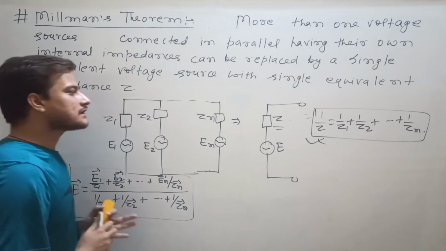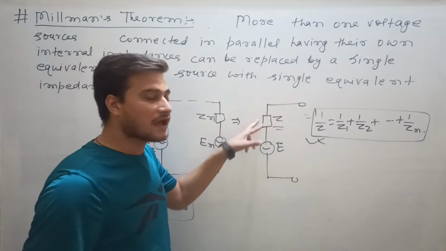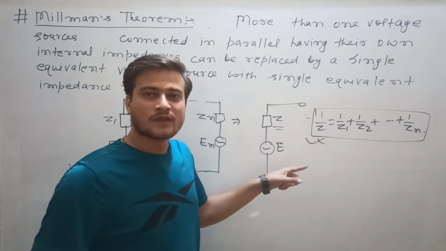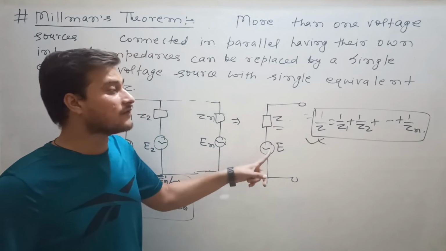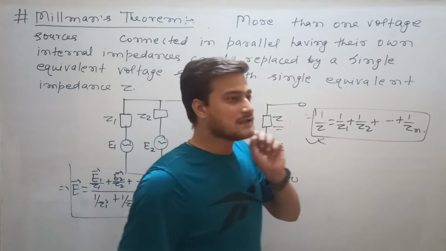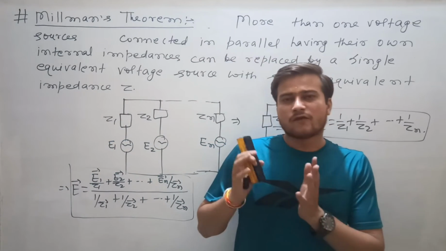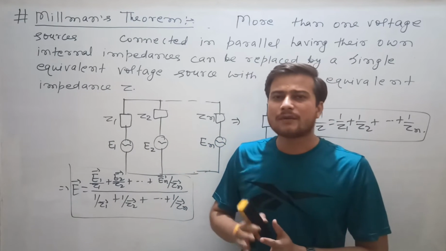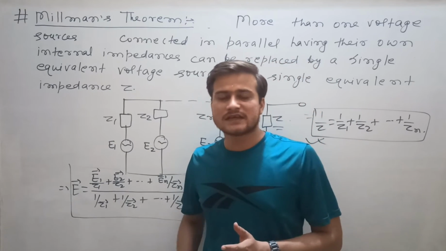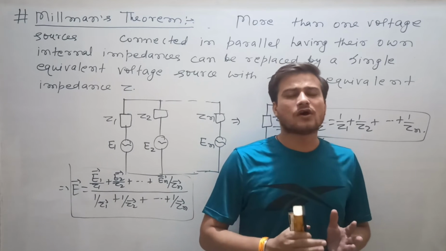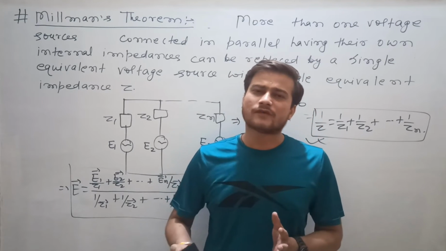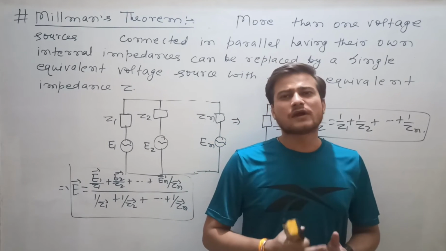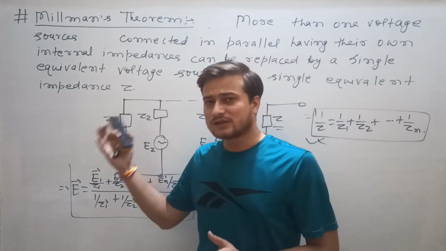So you can also say that this is nothing but the Thevenin's equivalent network. That means when 4 to 5 voltage sources are given to you in parallel, they are having their own internal impedances and they are asking you to draw the Thevenin's network, or you have to find Thevenin's voltage, so you can directly apply Millman's theorem.